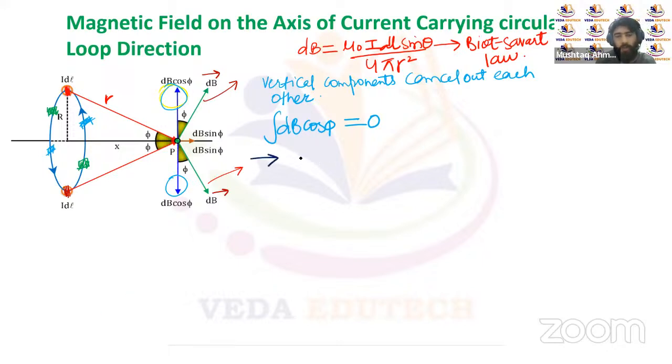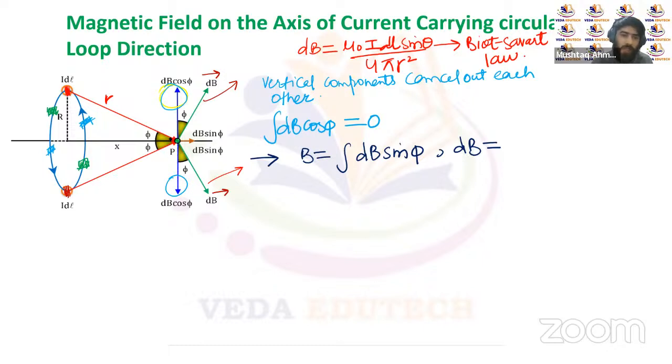So actually the total magnetic field will now be the integral of dB sine phi, right? Now what is this dB? We can write it using Ampere's law: mu naught I dl sine theta upon 4 pi r square. Now the question is, what is the sine of theta?